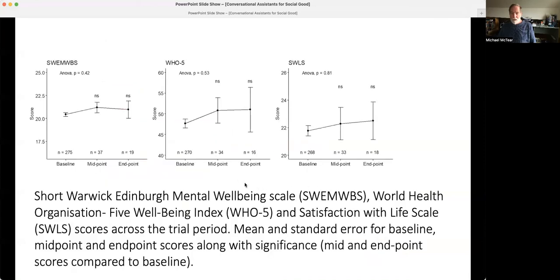We also then took objective measures using a variety of different scores. For example, the short Warwick-Edinburgh Mental Wellbeing Scale, the World Health Organization 5 Wellbeing Index, and the Satisfaction with Life scores. These were taken across the trial period. And again, you can see that against the baseline, there was an improvement in the scores for the participants in these different measures. So this was fairly good feedback.